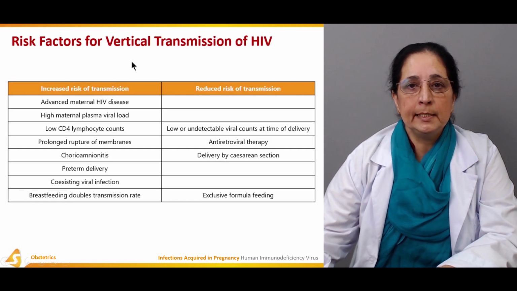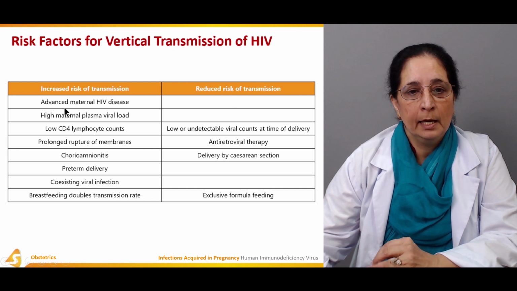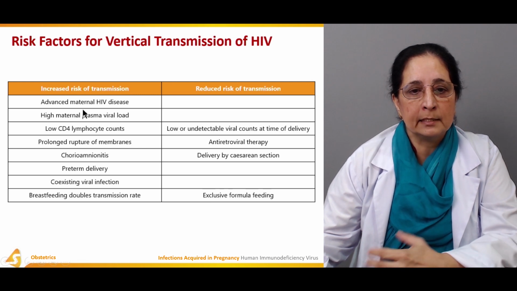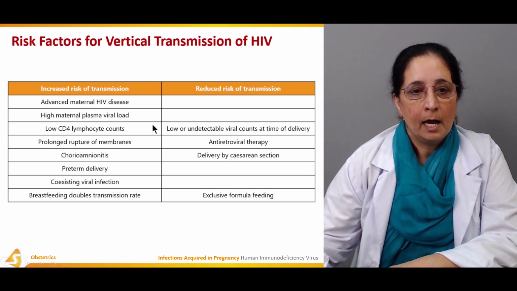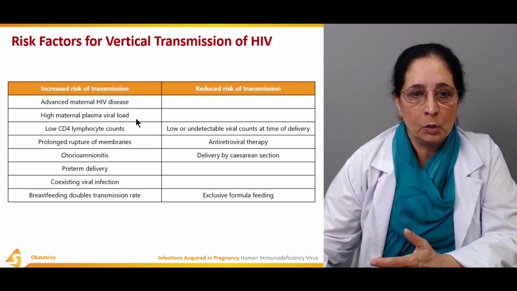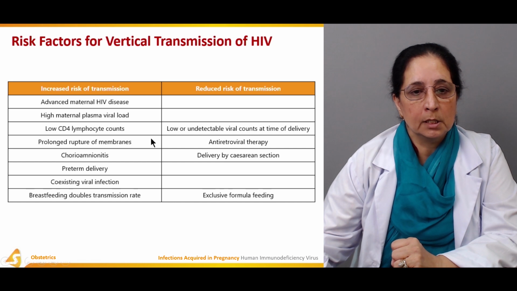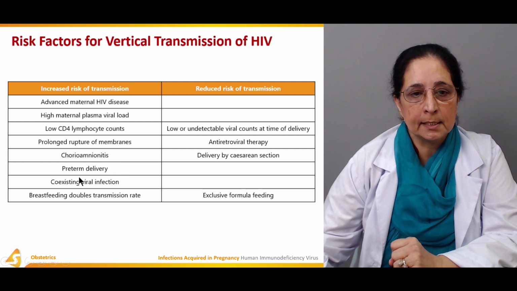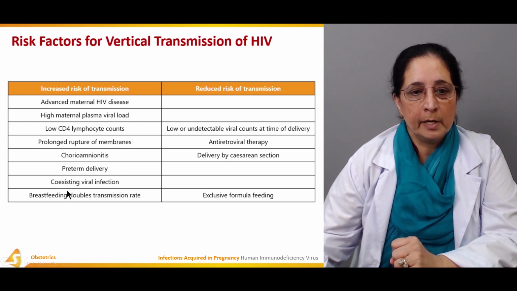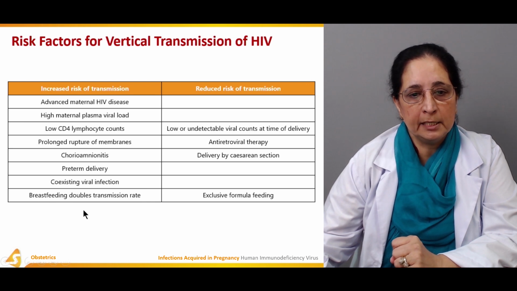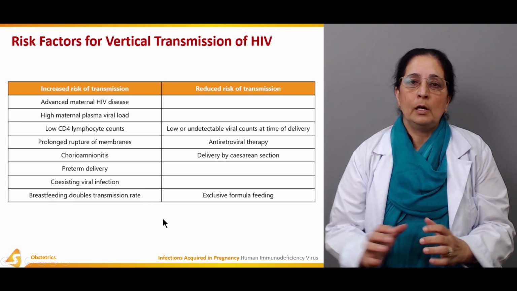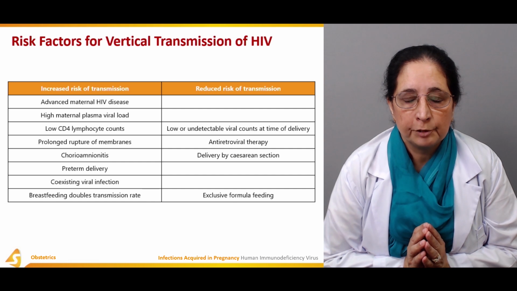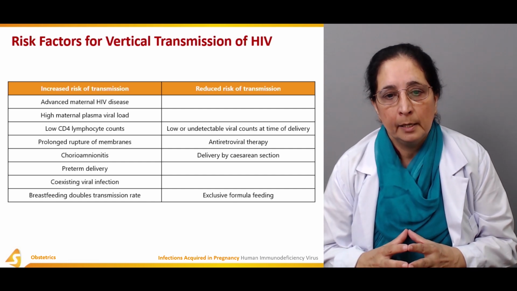Risk factors for vertical transmission of infection. Increased risk of transmission is mainly seen if there is advanced maternal HIV disease, high maternal plasma viral load, low CD4 count, prolonged rupture of membranes, chorioamnionitis, preterm delivery, coexisting viral infection, and breastfeeding doubles the transmission rate. So all these are factors associated with increased risk of vertical transmission from the mother to the baby.